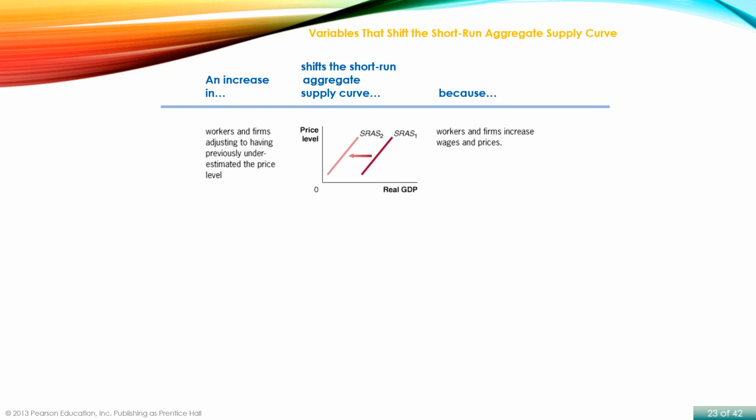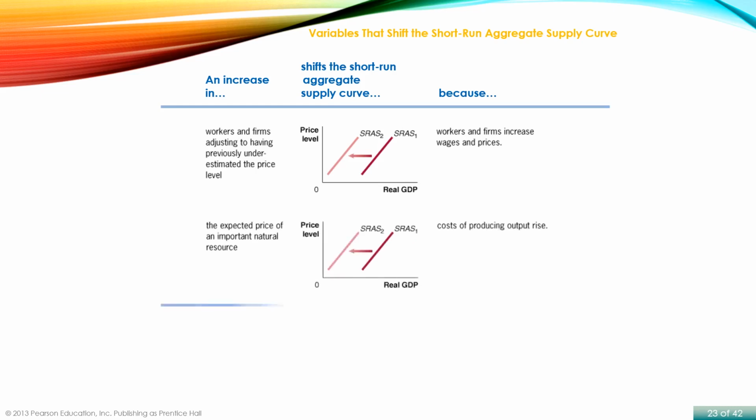If workers and firms are adjusting now to their new prices or to their new wage rates, then we're going to shift short-run aggregate supply to the left. And if there's an increase in the expected price of an important natural resource, that's known as a supply shock, so an increase in oil prices, we're going to shift short-run aggregate supply to the left and indicate a decrease there.